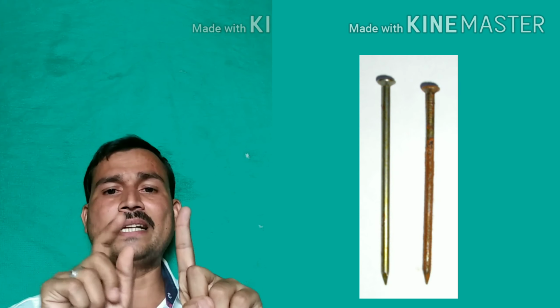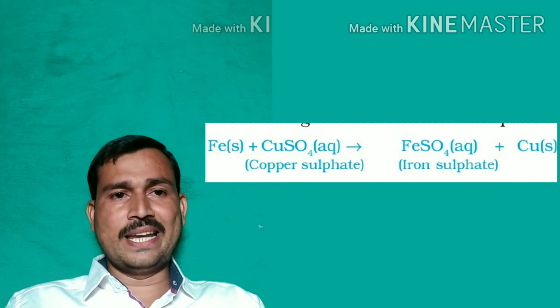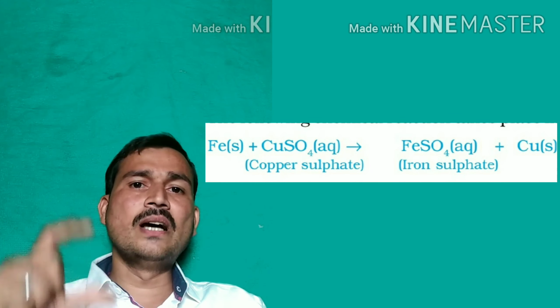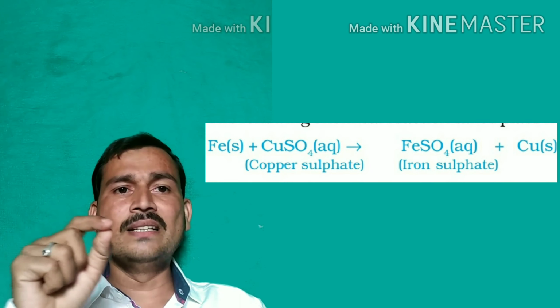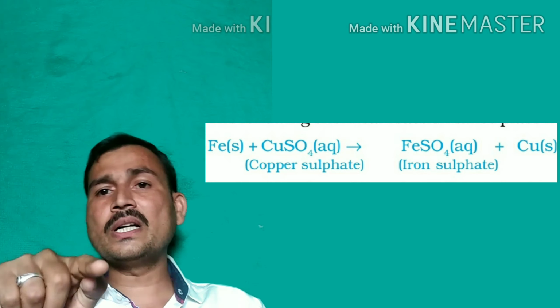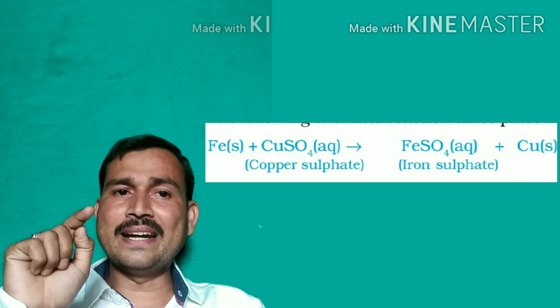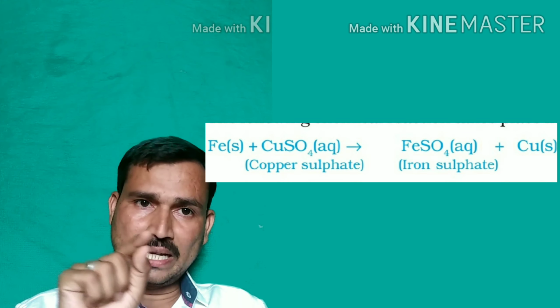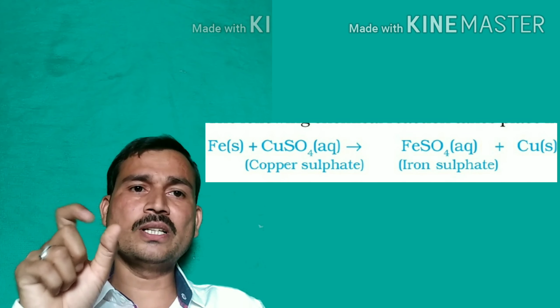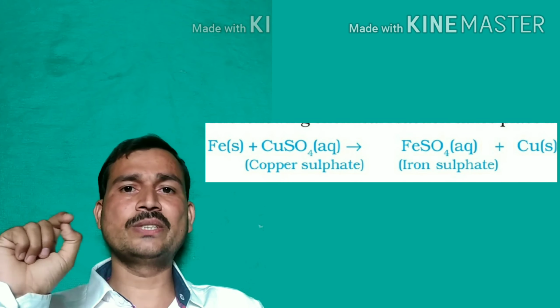Let's study here. Iron displaces copper from its solution, copper sulfate. Let's study the reaction given in your textbook. When iron, the solid nail, is placed in copper sulfate solution, it displaces copper from its solution and the reaction is like this. Fe plus copper sulfate, molecular formula CuSO4, gives the reaction ferrous sulfate plus copper separately.